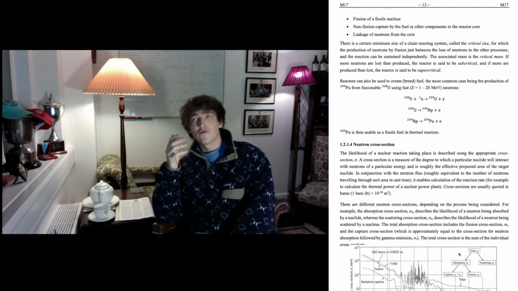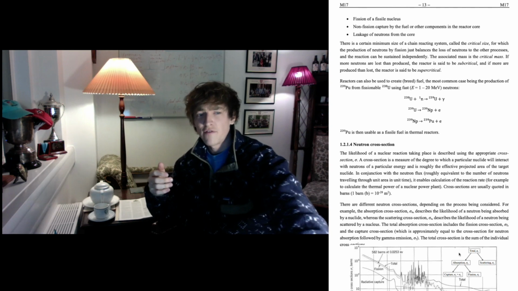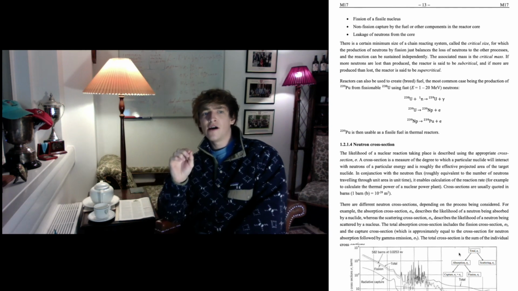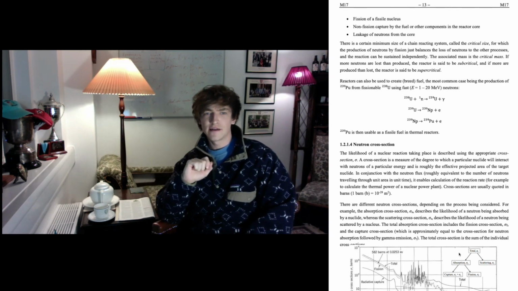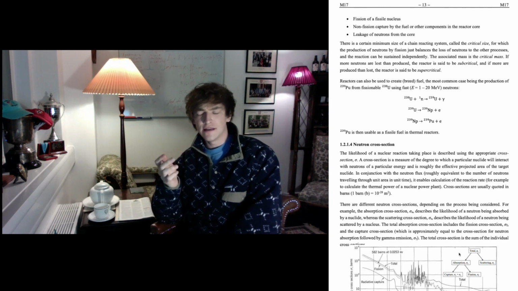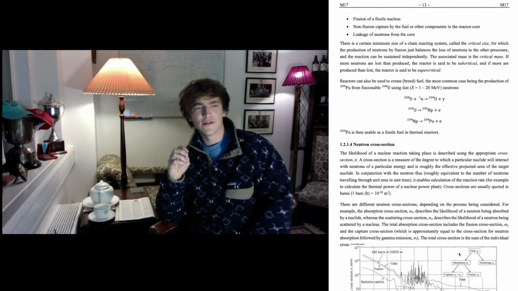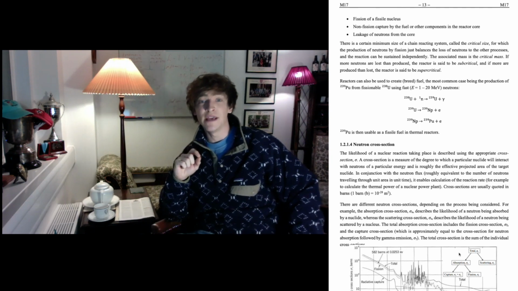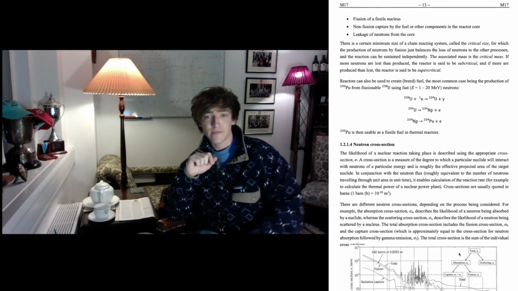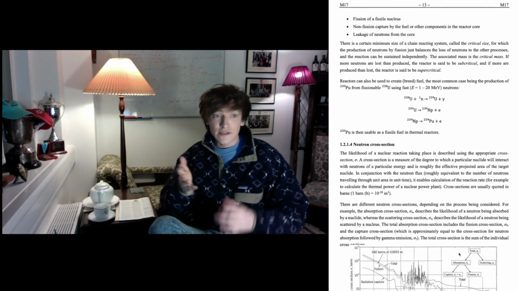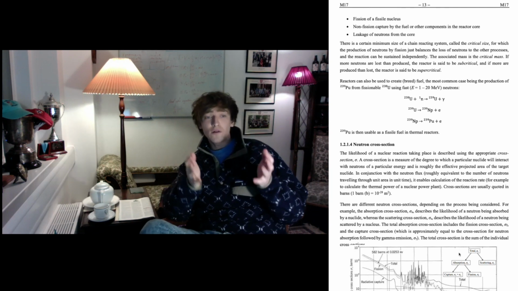And it's termed cross-section because it's roughly the projected area of the target nuclide, and is usually denoted in units of barns, where 1 barn is equivalent to 10 to the minus 28 meters squared. So using such cross-sections, we can model or estimate the reaction rates in a nuclear reactor.